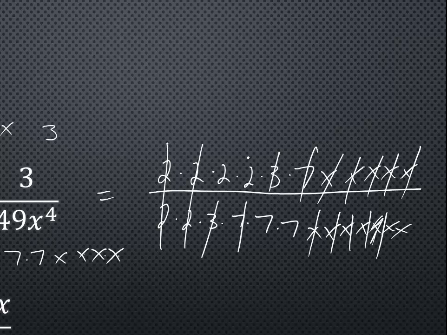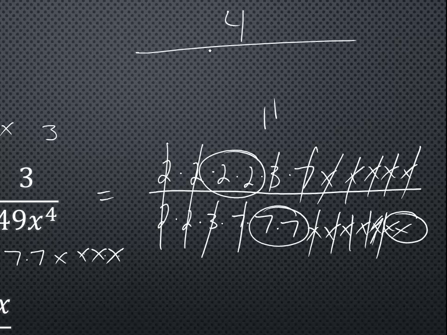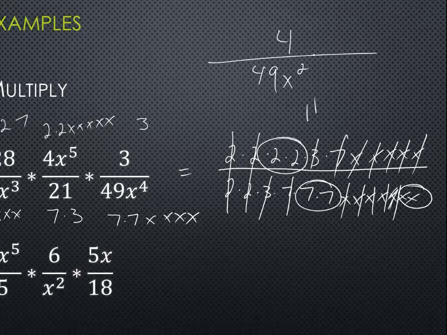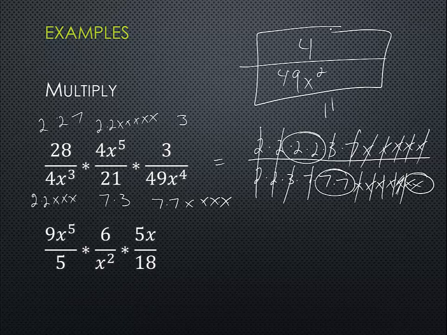So what's left? We have 2 2's, 2 7's, and 2 x's. So it would be 4, because 2 times 2, over 7 times 7 is 49, and then 2 x's is x squared. So 4 over 49 x squared is your answer. Okay. Now let's go ahead and factor.